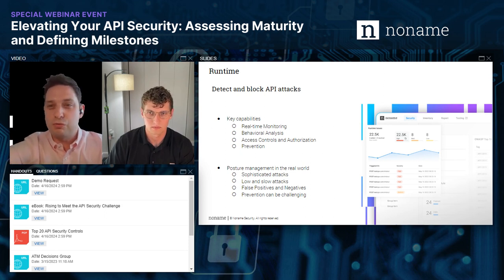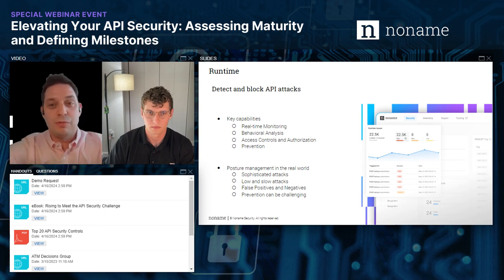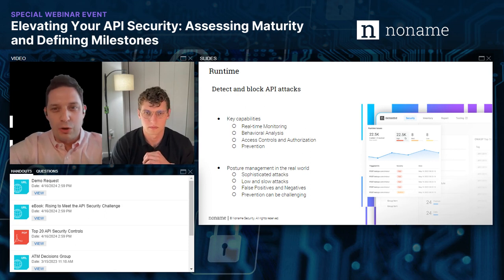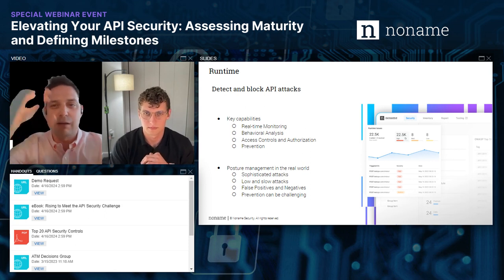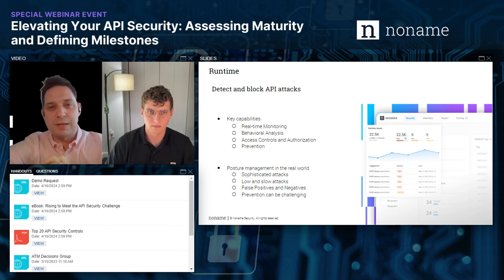And by the way, on the whole other end of the spectrum, you might also encounter something called low and slow attacks. These can take months to materialize. Again, the solution you choose and the controls you have in place will dictate how successful you are at identifying and blocking these types of attacks.